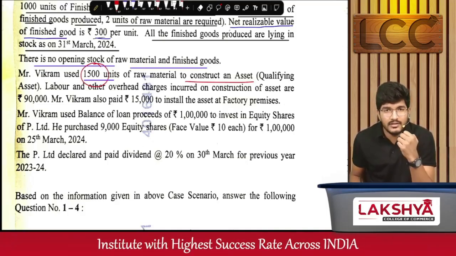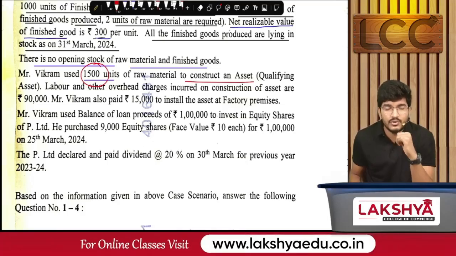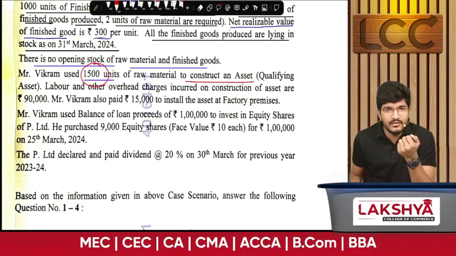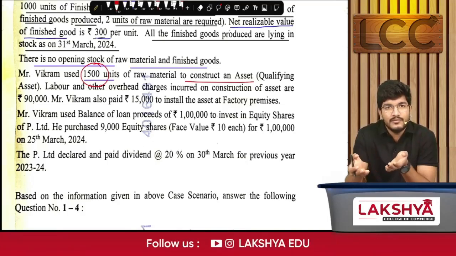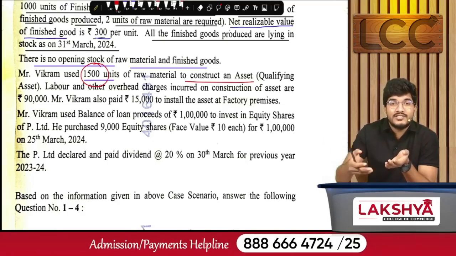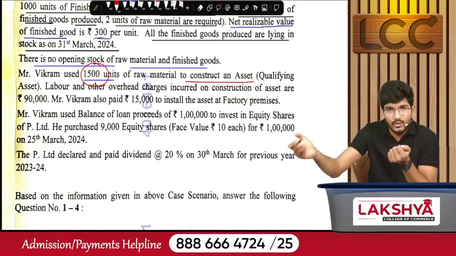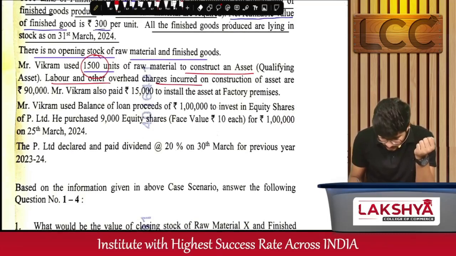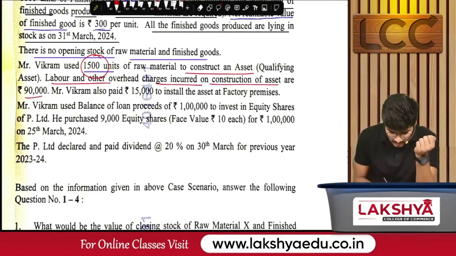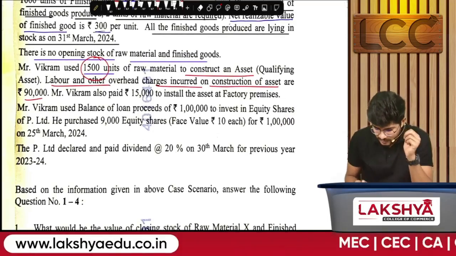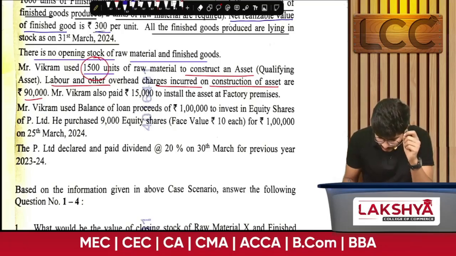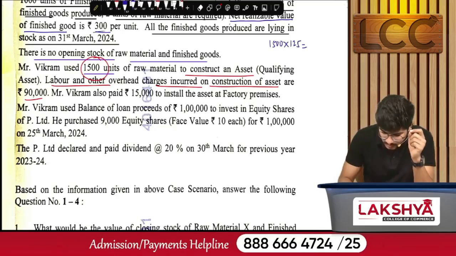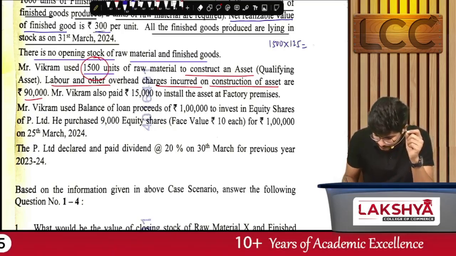If that is a qualifying asset, then the next question raised to the student is that we need to capitalize the borrowing cost, because this raw material was purchased from the amount raised through the bank loan. Labor and other overhead charges incurred to construct the asset are 90,000. For construction of the qualifying asset, he used 1500 units, that means 1500 into 125.